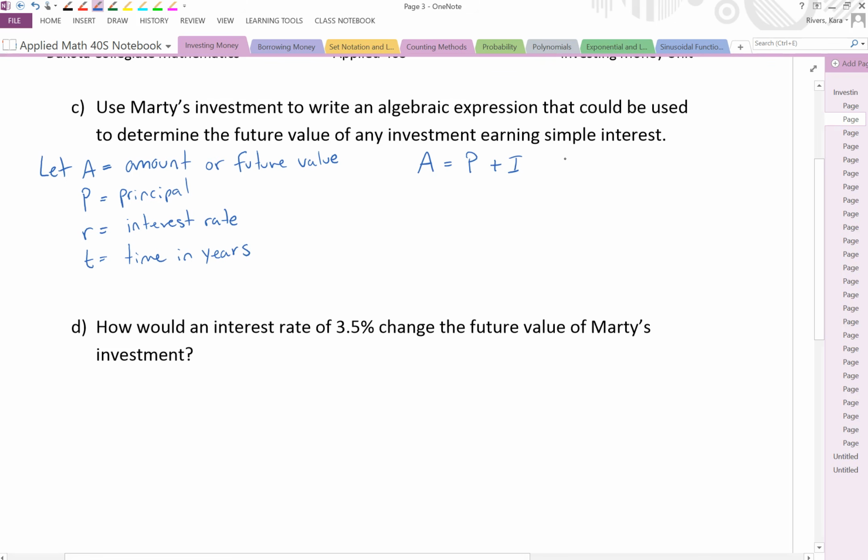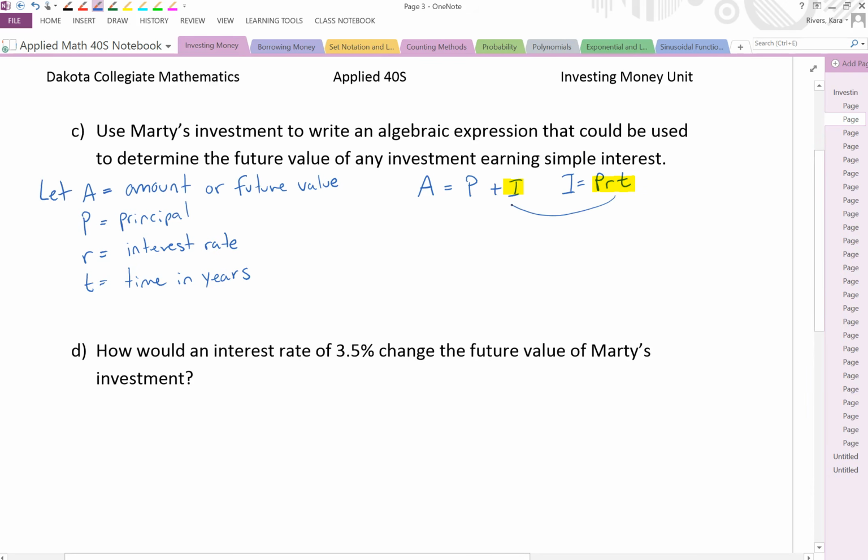We also know that our interest formula is equal to PRT. So what we're going to do here is we're going to replace I with PRT and actually just drop that right in its place. So we'll have A is equal to P, and instead of I, we're going to write PRT. So now we've got a formula where we can calculate our future value right away.